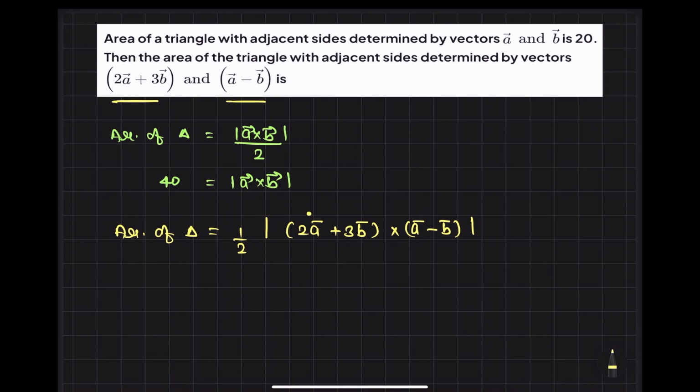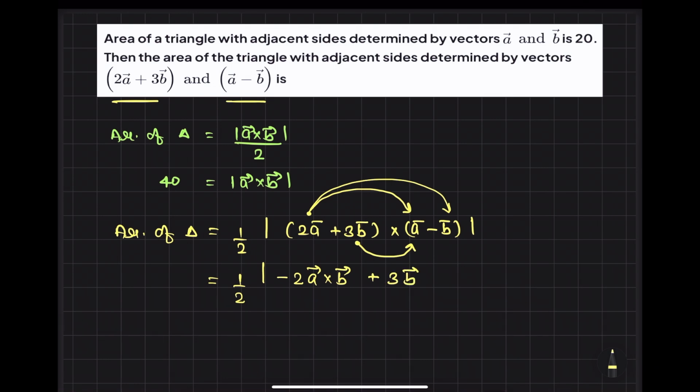So if you are doing cross product, you are multiplying this with this, so the angle between a and a will become 0, so sine 0 will become 0. So 2 times vector a cross vector a will become 0. Then 2 times minus of vector b will become minus 2 times vector a cross vector b. Okay, now we have to play with b. So 3b multiplied with a will become 3 times b cross a.